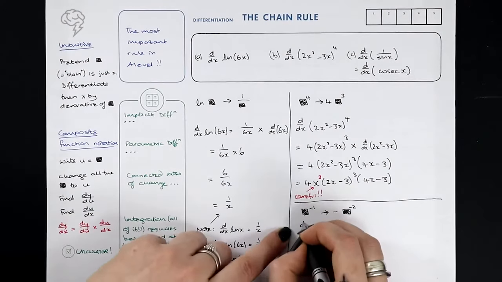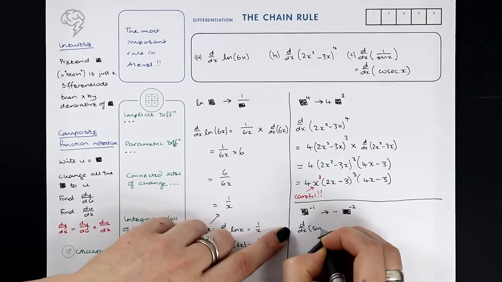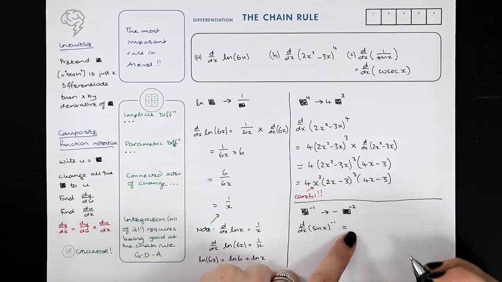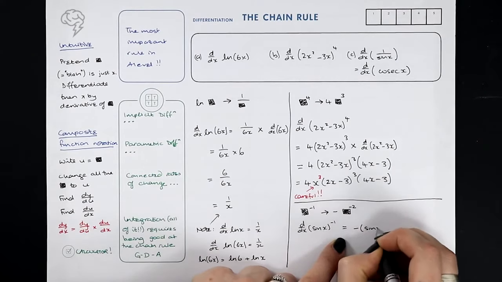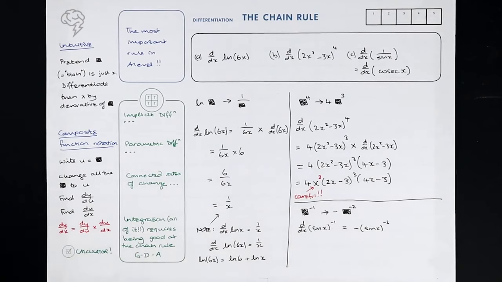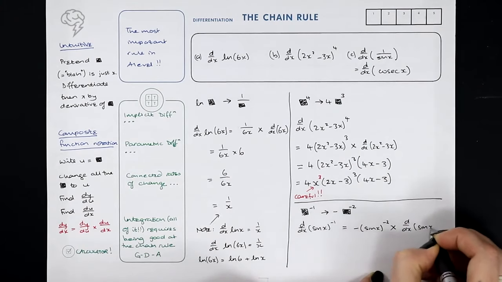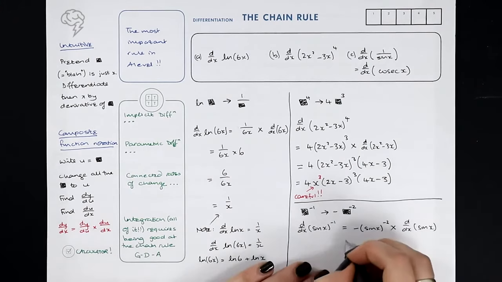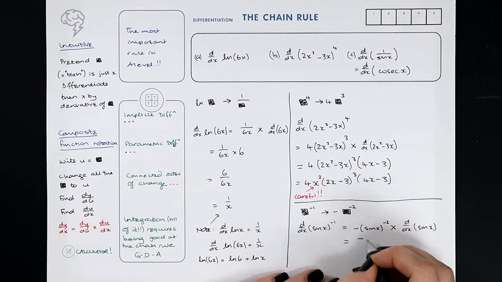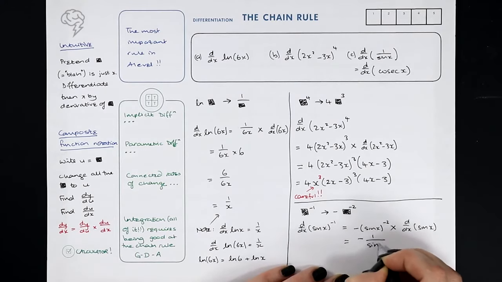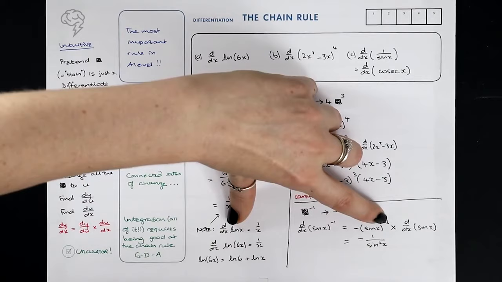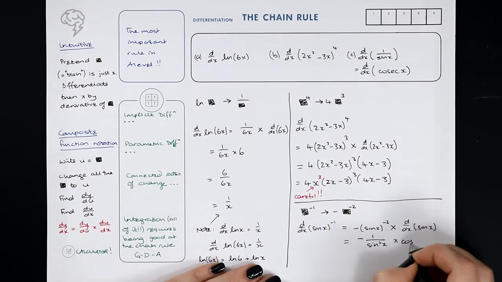Right, let's go. d by dx of sine x to the minus 1 is going to be minus sine x to the minus 2. But chain rule, times the derivative of the sine x. Okay, what is the derivative of sine x? It's cos x. So altogether we get minus 1 over sine squared x, that's that bit, times cos x.